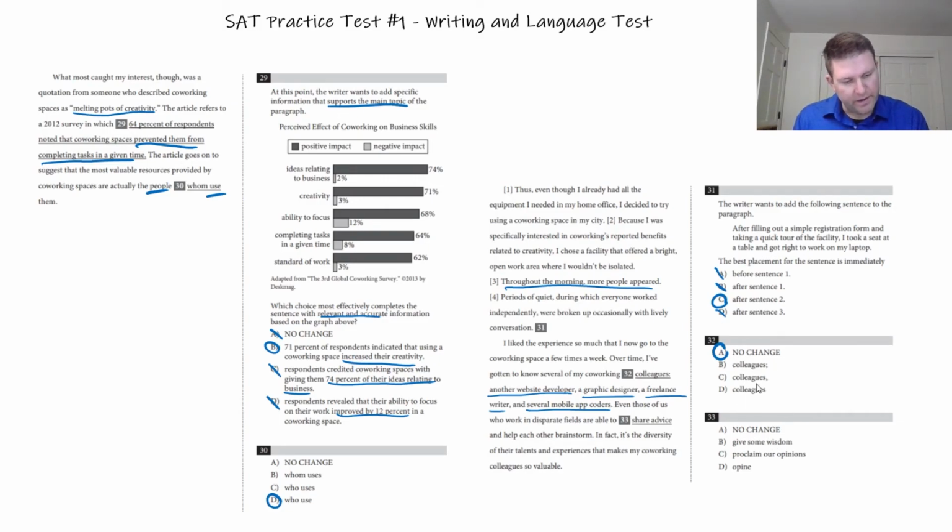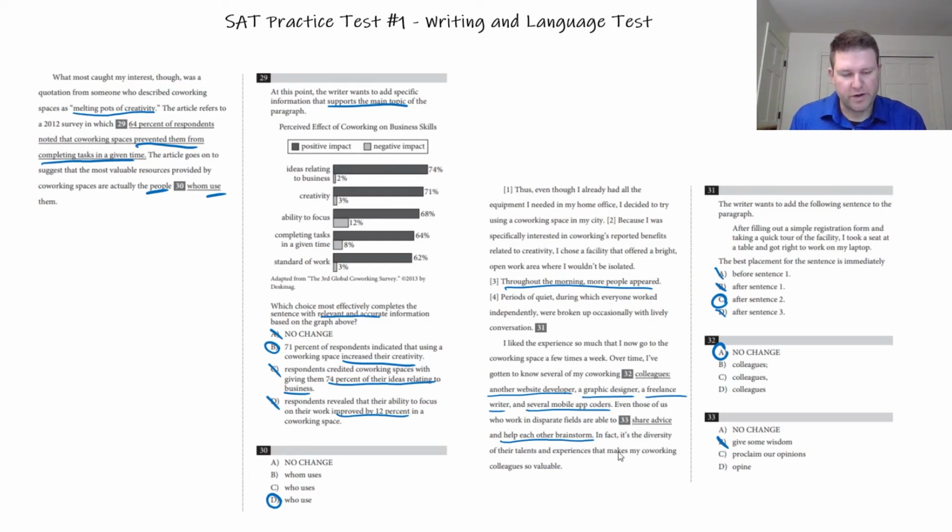On to 33. So this is sort of a word choice thing based upon context. So even those of us who work in disparate fields are able to share advice and help each other brainstorm. Okay, helping each other brainstorm. It sort of has to vibe with that, right? Giving some wisdom, compared to share advice, is kind of awkward. So B is out. Proclaiming opinions is more like debating, and that's not really what's happening here.